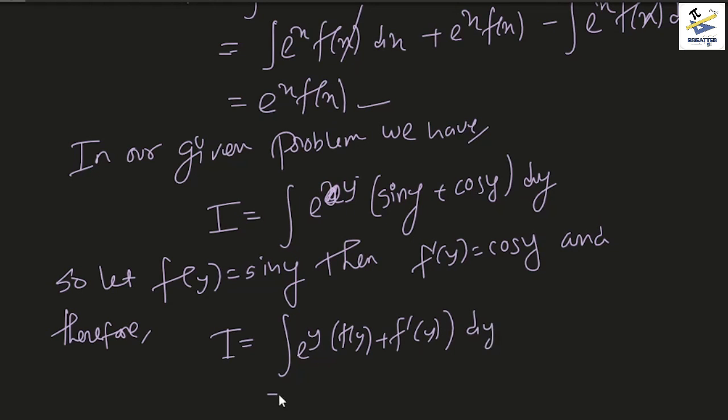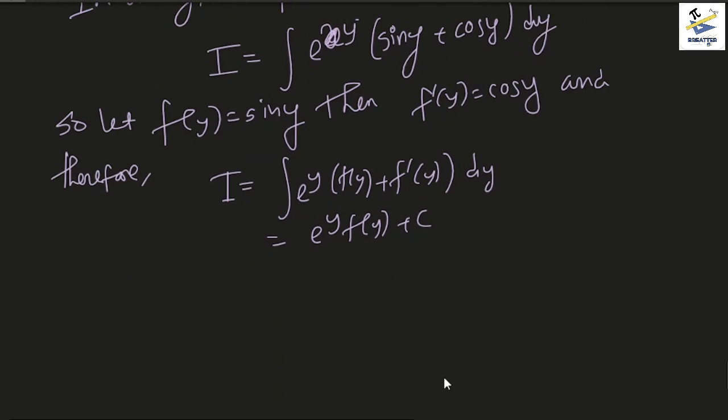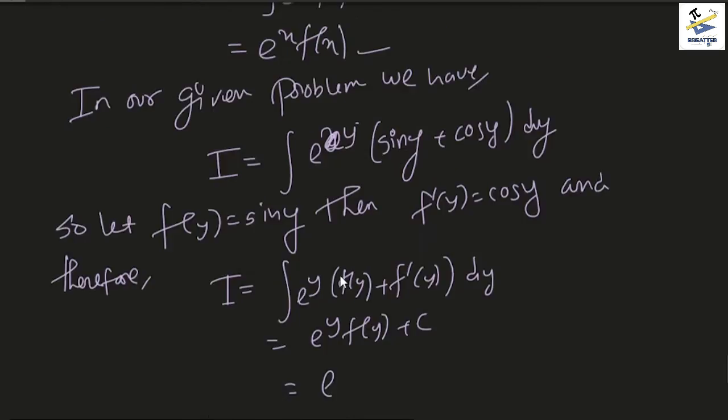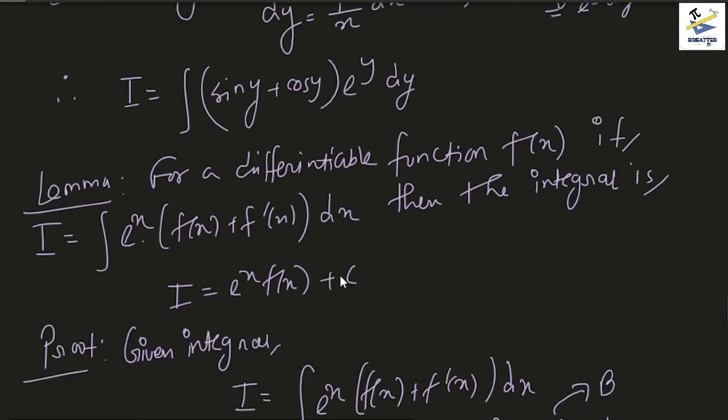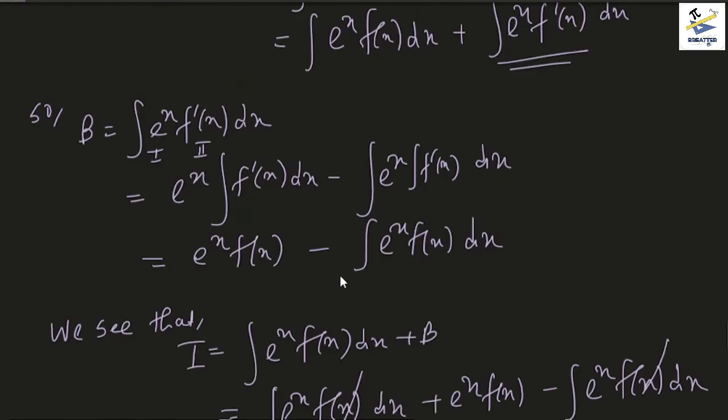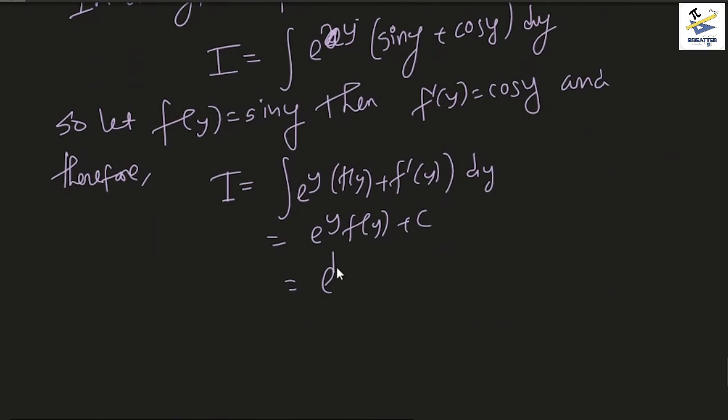And from the lemma we see that this is basically equal to e to the power y into f of y plus c. Putting back y, we get e to the power, and what was y again? y was log of x, right? So we get e to the power ln x into f of ln x plus c. Now e to the power ln x is just x, and f of ln x is just sine of ln x, plus c, which is the answer to our integral.